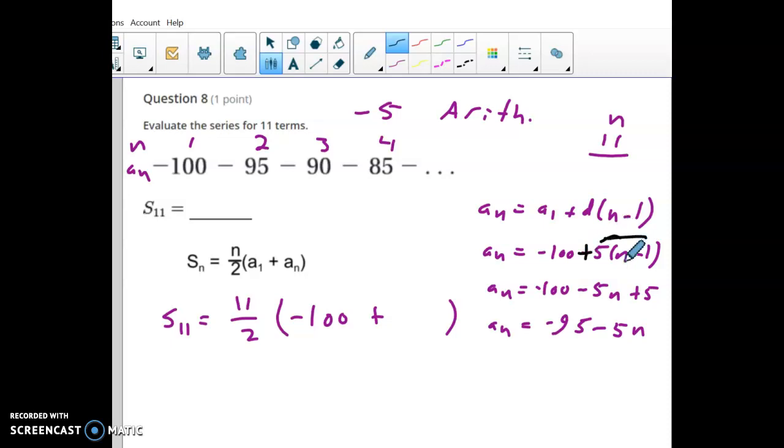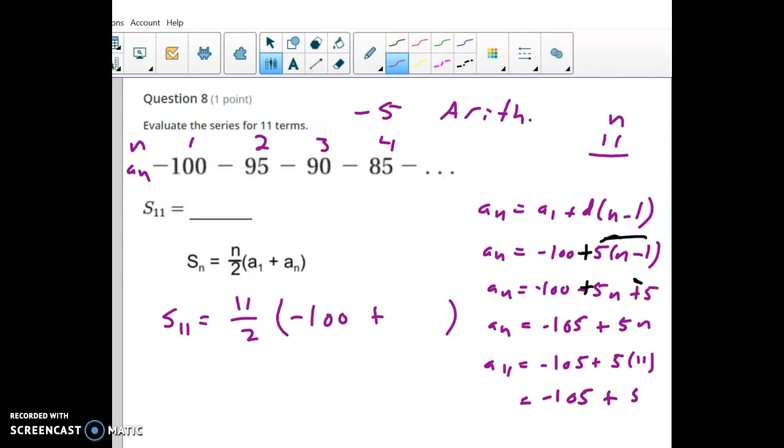I think I can still edit this. So this would be plus 5n, and then this would be a minus 5 here. Let's see if we can actually do this right. If we change all that and clean it up, it would be negative 105 plus 5n. Now that we've got the right formula, I find the 11th term. So negative 105 plus 5 times 11. Just make n 11 and figure that out. So negative 105 plus 55. I think that should come out to be negative 50.